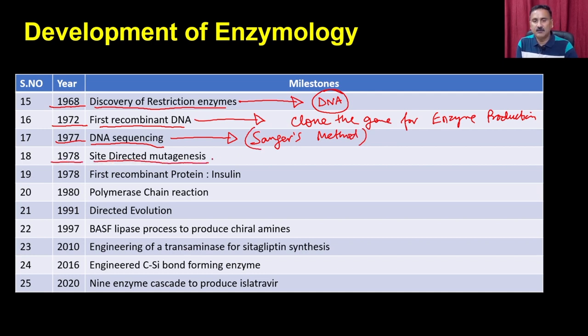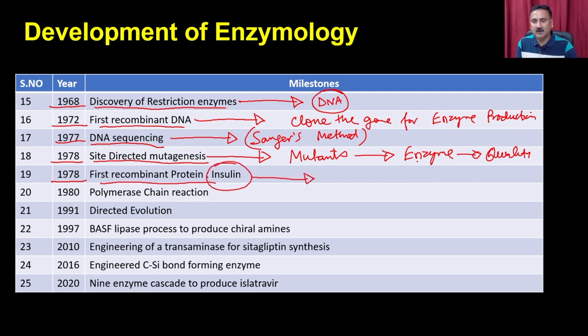That actually allows the development of different types of mutants of the enzyme, and that is going to help in improving the quality of the enzyme. We are going to discuss all that in forthcoming lectures. Then in the year 1978, the first recombinant protein, insulin, was produced, and that is being utilized for the treatment of diabetes.